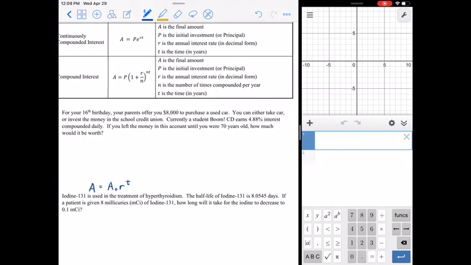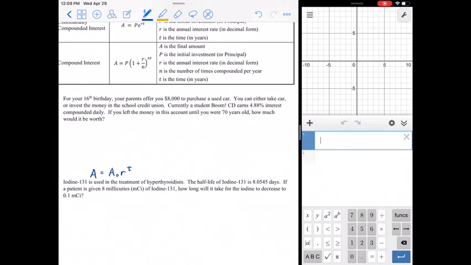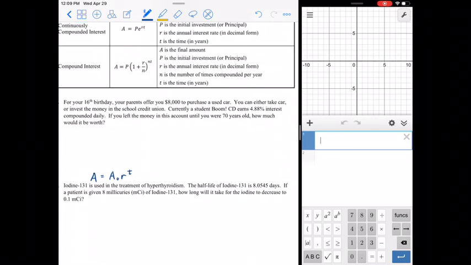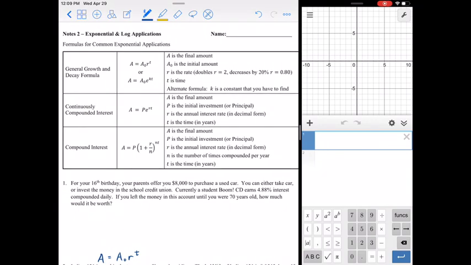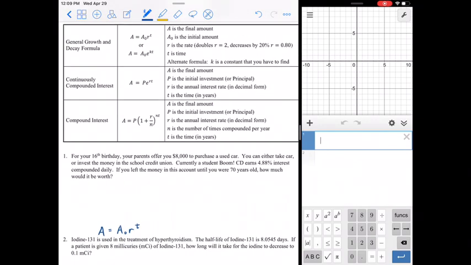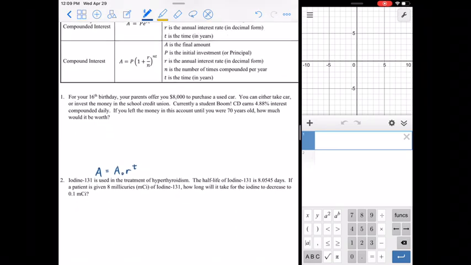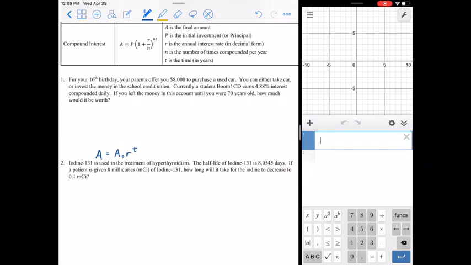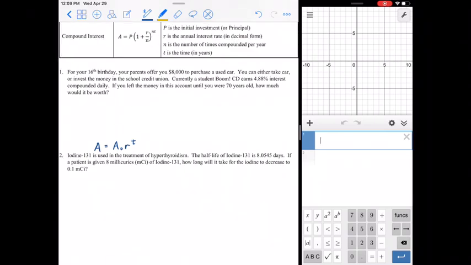And so when we're talking about decay here, since it's asking how long will it take for the iodine to decrease or to decay, we're going to be using this first formula. A equals A naught times R raised to the T. And so let's try to take out the information from the problem. Our A, or our final amount that we are trying to see how long it will take to get to, is 0.1 MCI. Our initial amount, or our A naught, is the 8 MCI.